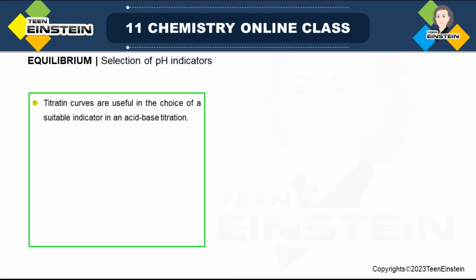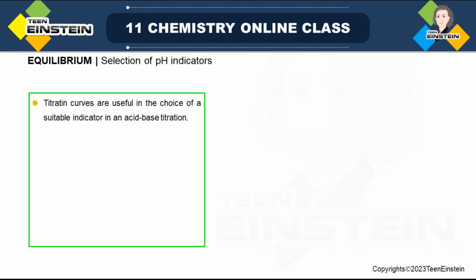Next, you will see selection of pH indicators in different combination. But before that, some examples we will see. That is, different types of indicators example we will see. So the titration curve that you have seen in the previous slide, they are very useful in the choice of suitable indicators in an acid-base titration.